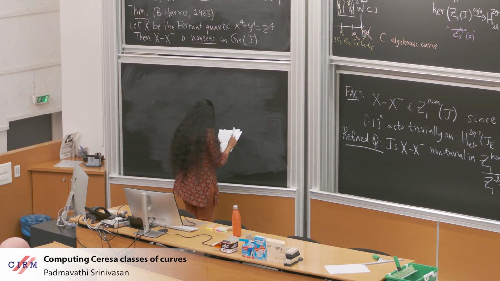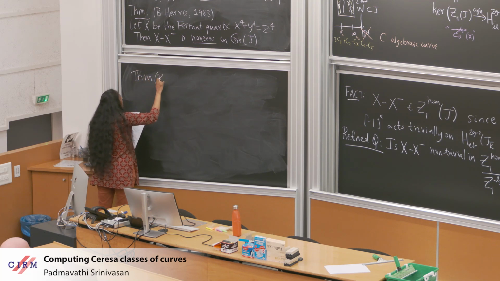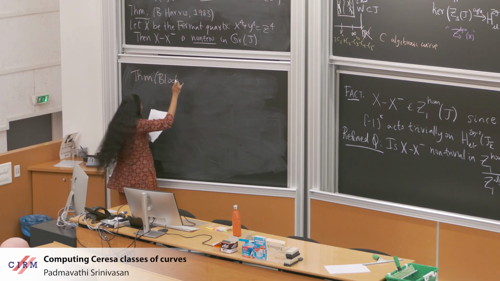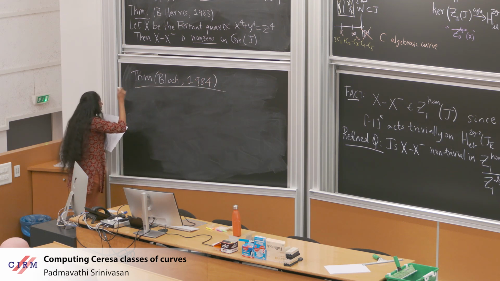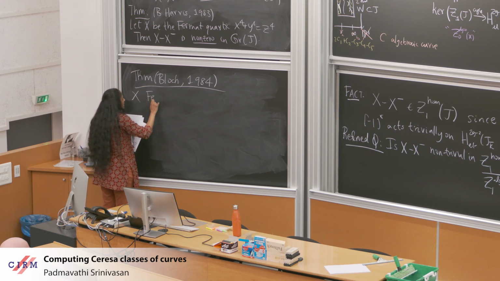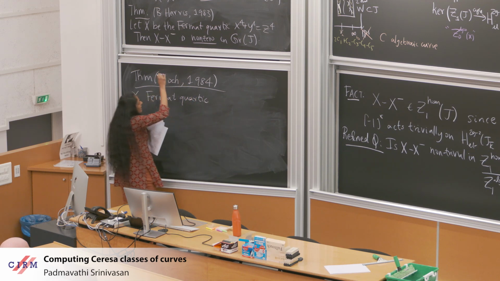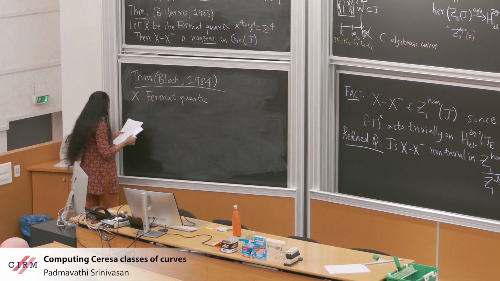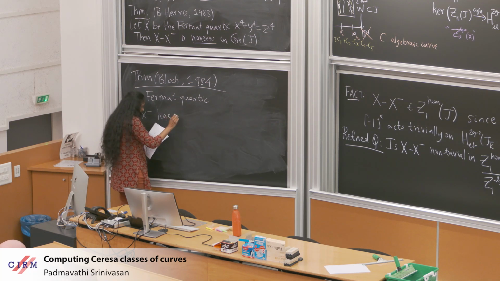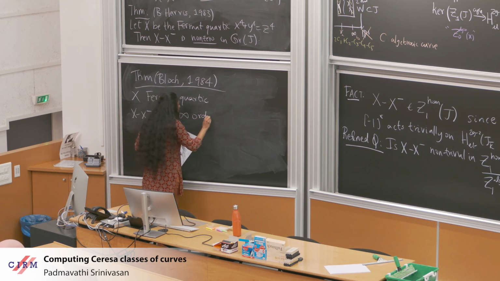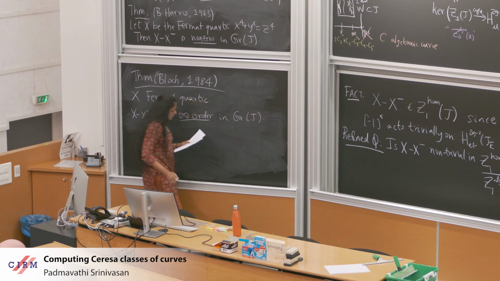And then Bloch, this is historically quite an important example, because Bloch studied the Fermat quartic again, and using an l-adic version of the Abel-Jacobi map, he was able to show that for the Fermat quartic, the Ceresa cycle has infinite order in the Griffiths group.